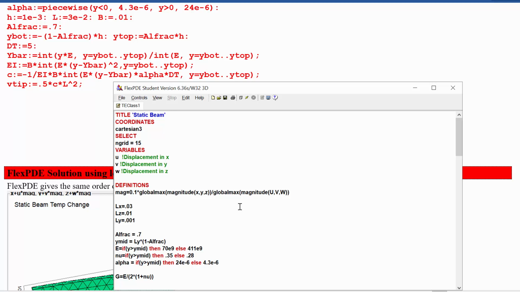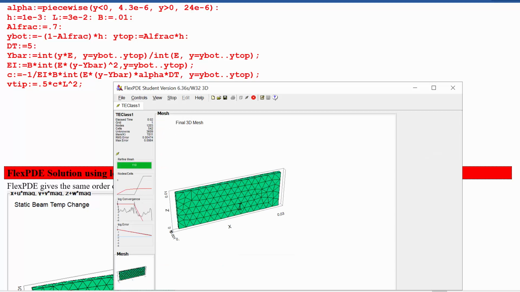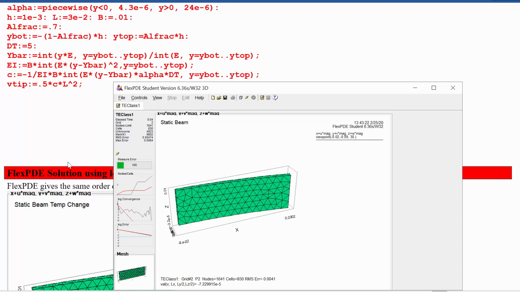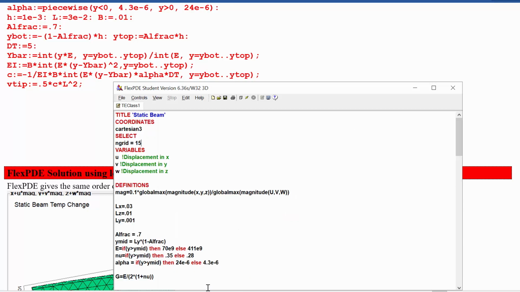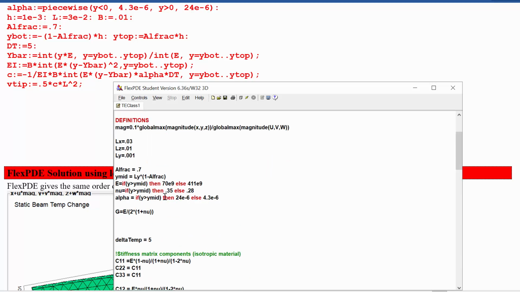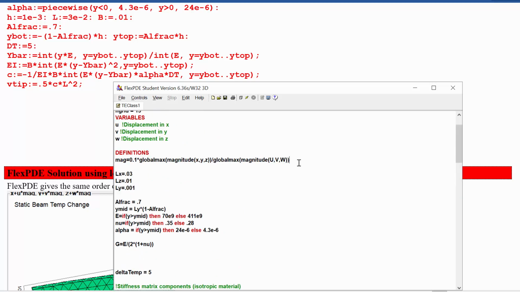Maybe 15. I think 15 is about as high as we'll be able to get for this aspect ratio, and still not so great. So 72, a little bit closer. Another thing that we can do is tell FlexPDE to pay attention to the midline position.